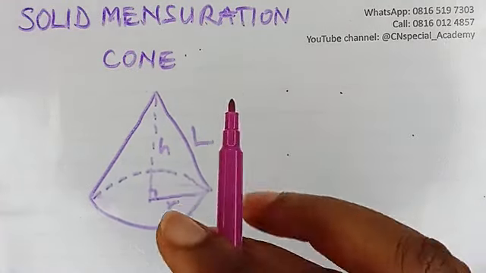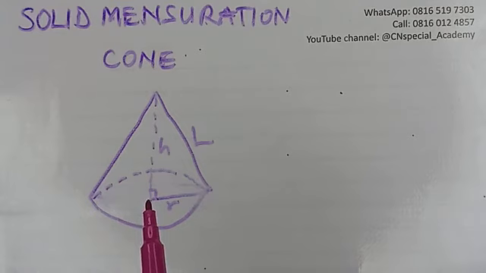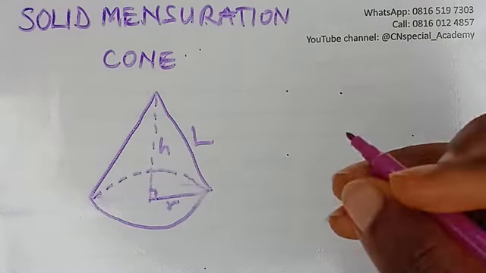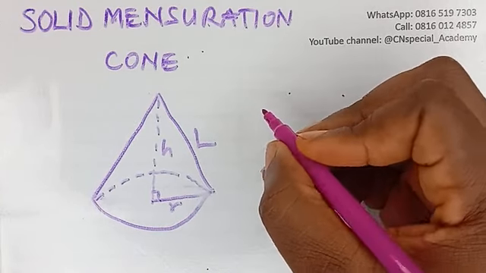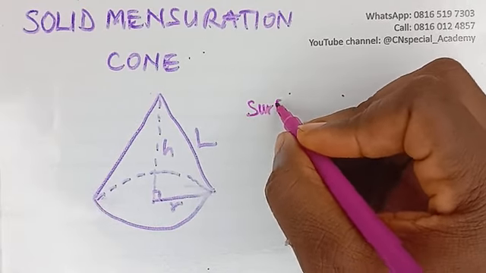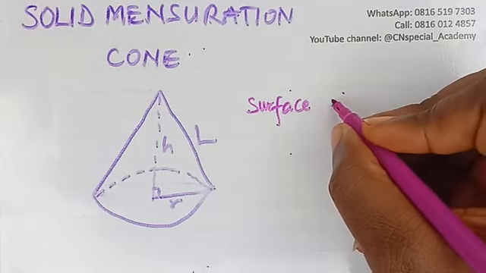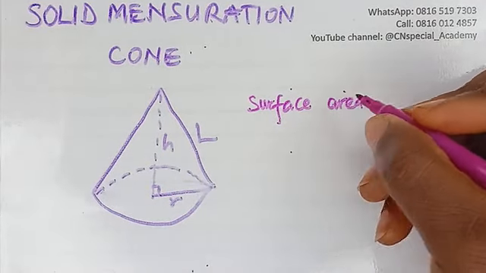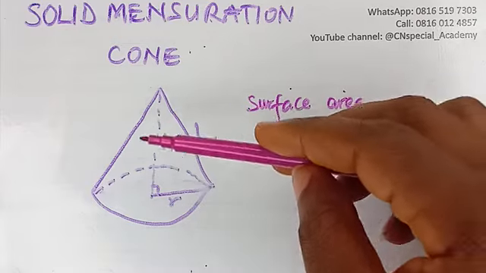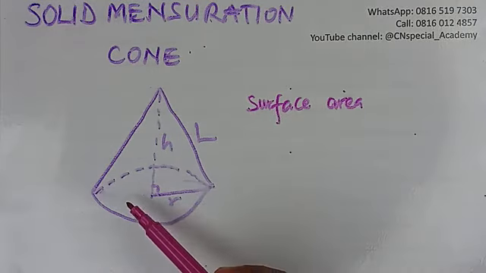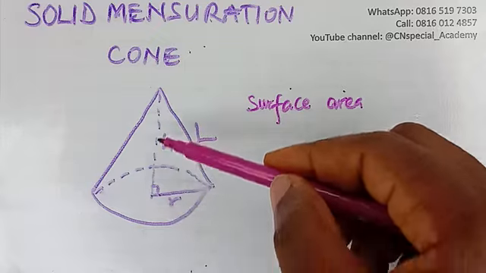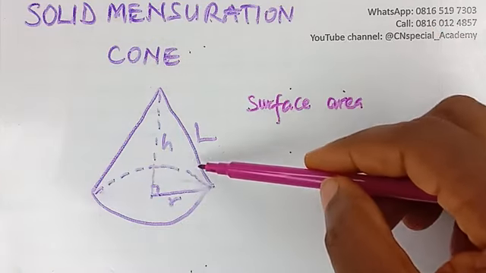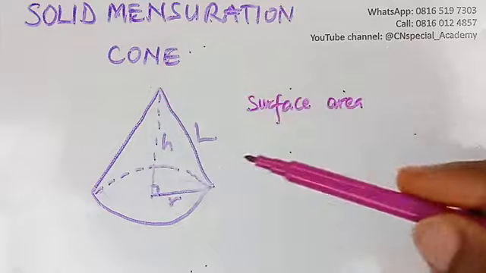In this video, we are discussing solid mensuration and we are focusing on the cone. So we can see the cone and we'll be looking at the measurements like the surface area, the total surface area of the cone. First of all, these measurements we wrote out: this is the radius of the base, the circle at the base. This is the height of the cone. And then this L is the slant height of the cone.